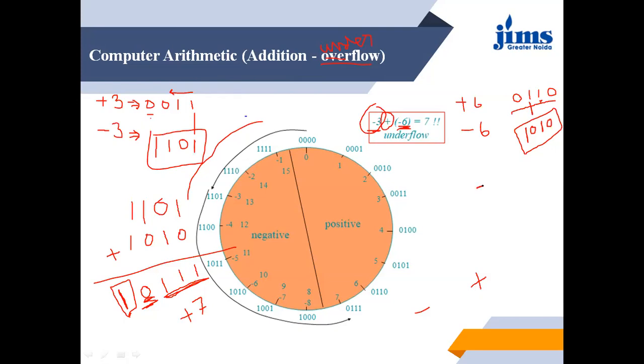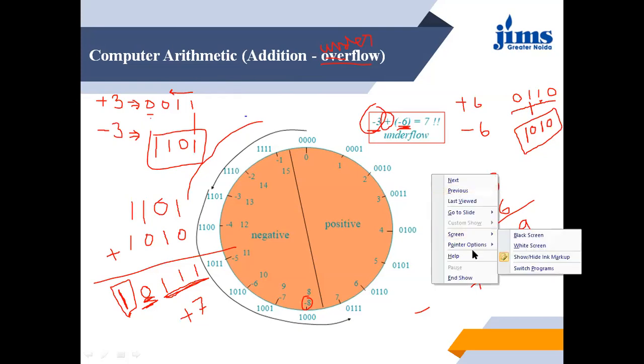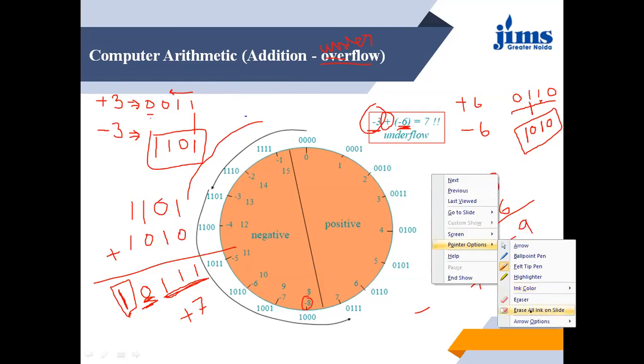It should be minus 3 plus minus 6 plus minus 6, so it should be minus 9, but we cannot store a value more than minus 8 in this case. So this is the reason this is called overflow, underflow. And as I told you, another method also we will try to find out by that.